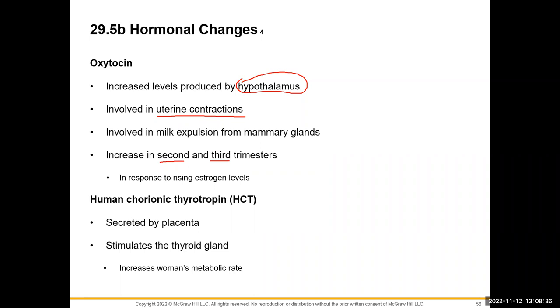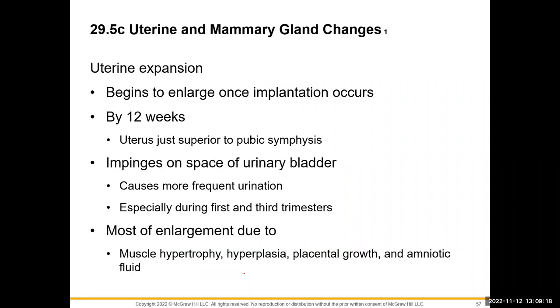And then finally, our human chorionic thyrotropin. Again, it is made by the placenta, and this is going to increase thyroid gland production so we can help mom increase her metabolic rate. A symptom of that, like I mentioned before, is the nails growing faster, and we'll see thicker hair. That also is playing a role, but we also want mom to be able to take care of herself because she's got a large responsibility. Her body has to provide metabolic demands for herself, and she also needs to sustain the developing fetus growing inside of the uterus.